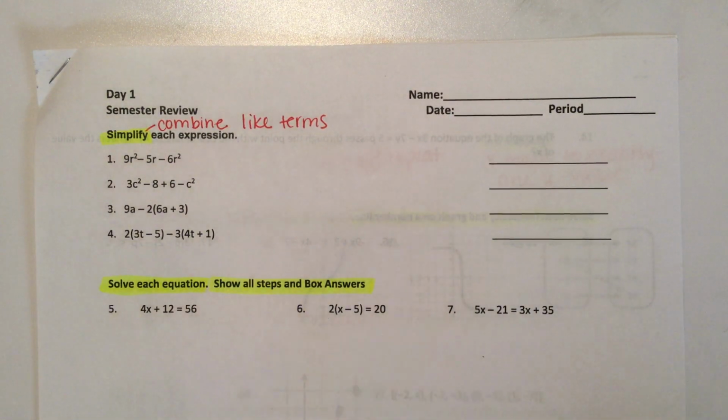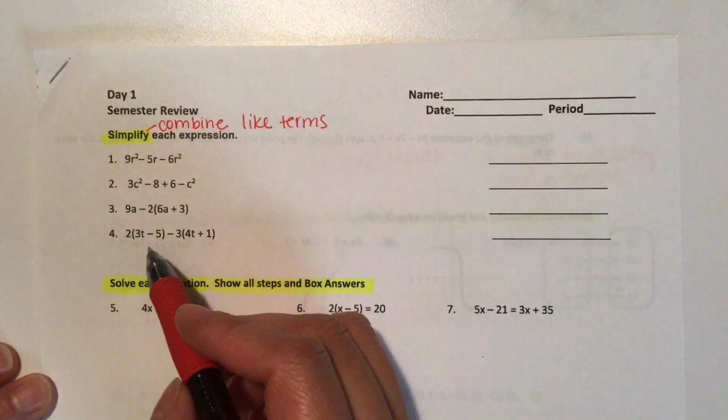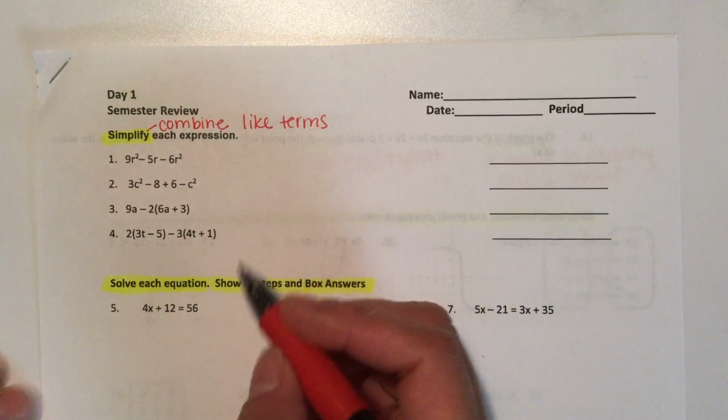Okay, here's a review for your semester exam. Number 1 through 4, you're going to simplify each expression.